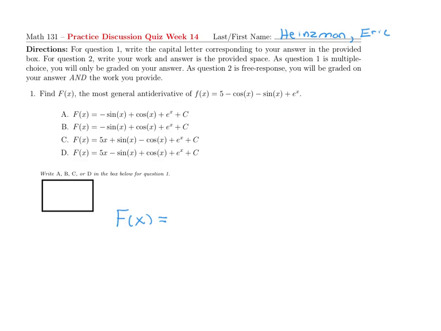Starting with this 5, I have to think of something whose derivative equals 5, and the most obvious choice would be 5x. Certainly if you take the derivative of this, the x goes away and only 5 is left over.